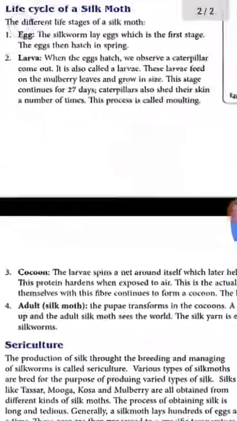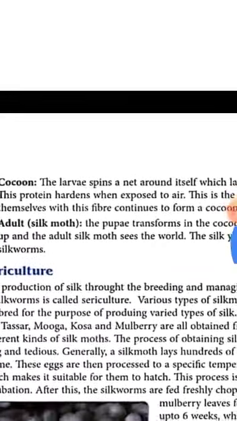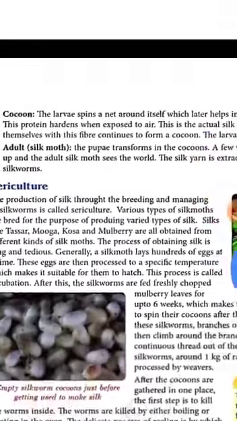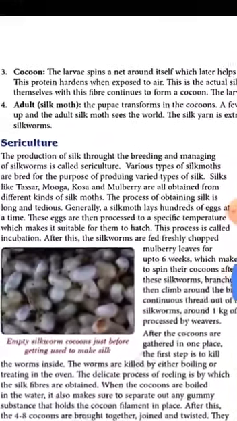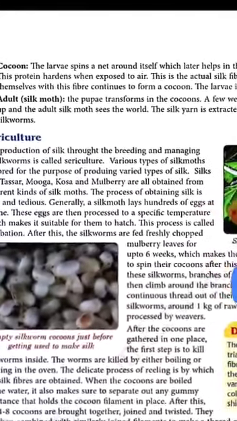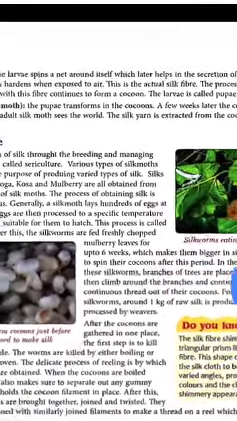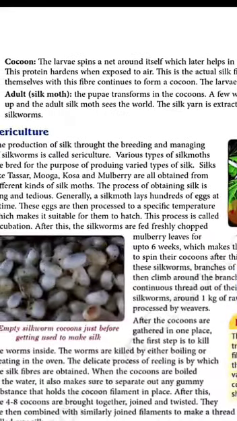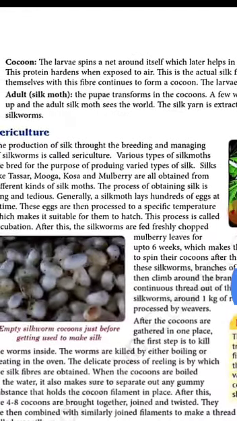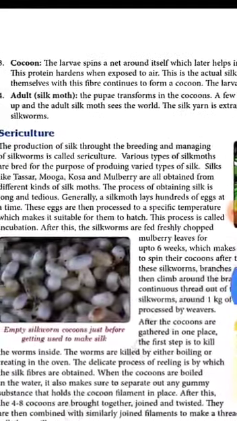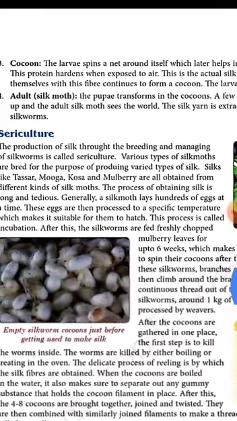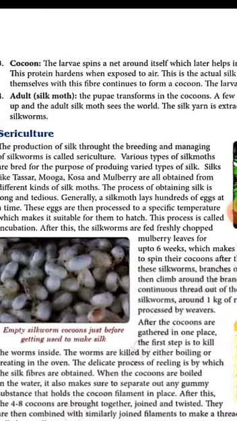So come to the cocoon. Here it is written, the larva spins a net around itself, which helps in the secretion of protein. This protein hardens when exposed to air. So this is the actual silk fiber. And the process of covering themselves with this fiber continues to form a cocoon. So larva in this stage is called as pupa. So cocoon is formed after 27 days when the larva stops to eat, it releases a silk fiber and this silk fiber becomes hard. It becomes a shell.